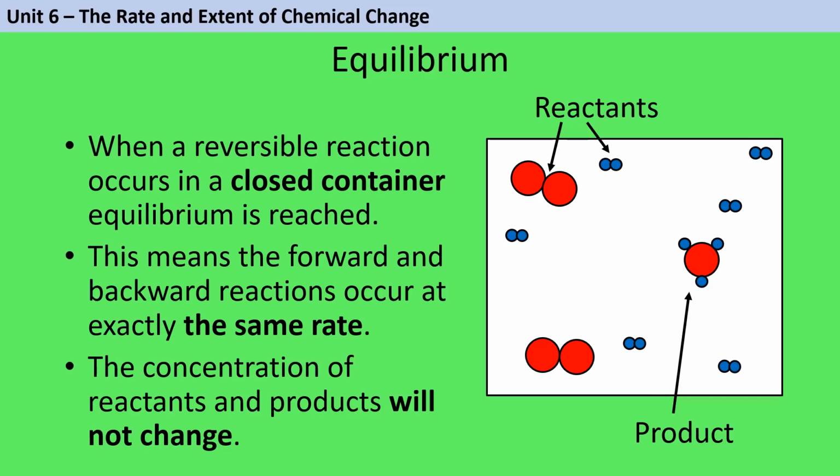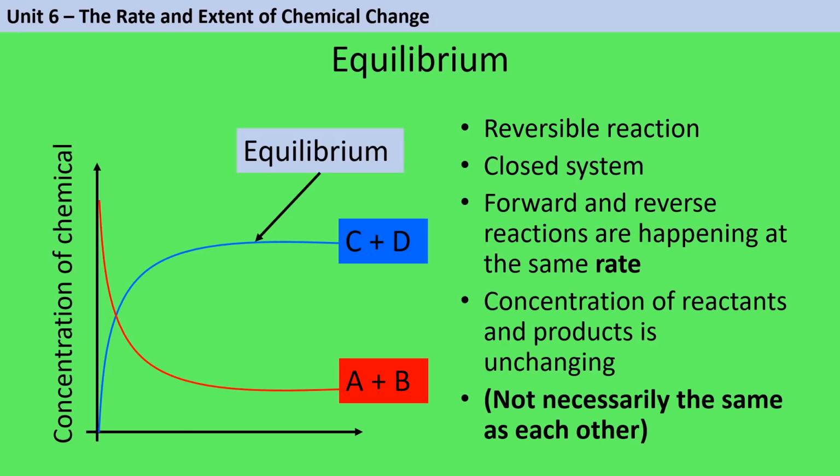When a reversible reaction happens in a closed system, it will eventually reach a point called equilibrium, and this means that the forward and backward reactions are happening at the same rate or the same speed as each other. When this happens, the concentration of the reactants and products will stop changing. Be careful though, this doesn't mean that the reactants and products are present at the same concentrations as each other, just that their concentrations have stopped changing.